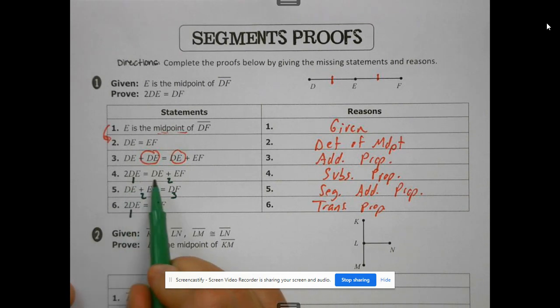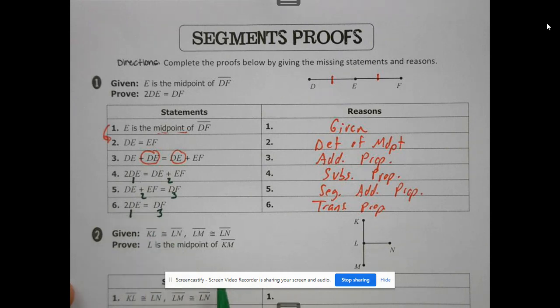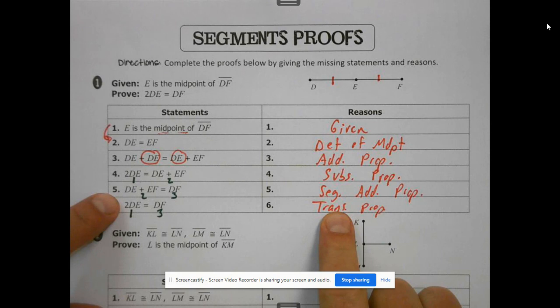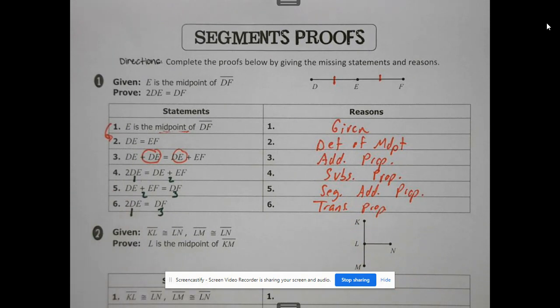If 1 equals 2 and 2 equals 3, then I can say 1 equals 3. Transitive property, guys. We are going to have a lot of transitive property. That was the first one, probably a little scary. That's fine. We have a bunch more of these to get through. Number 2.